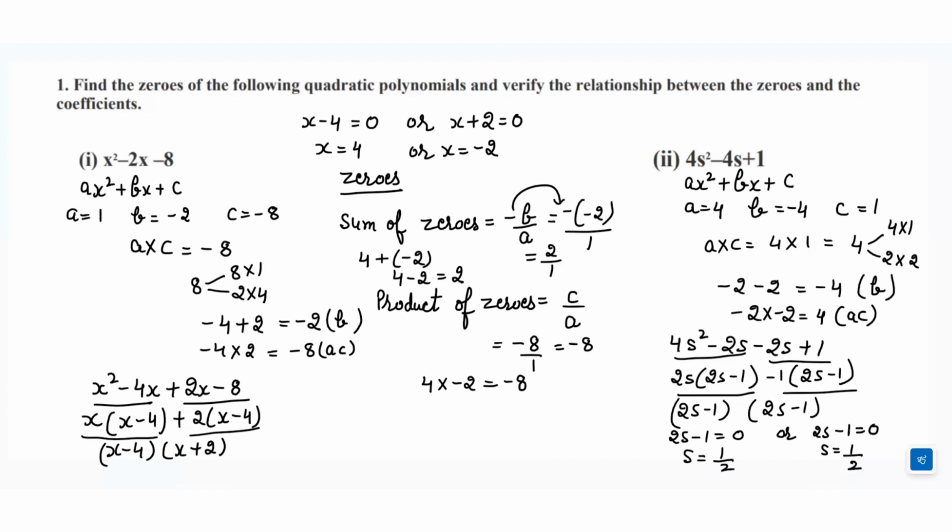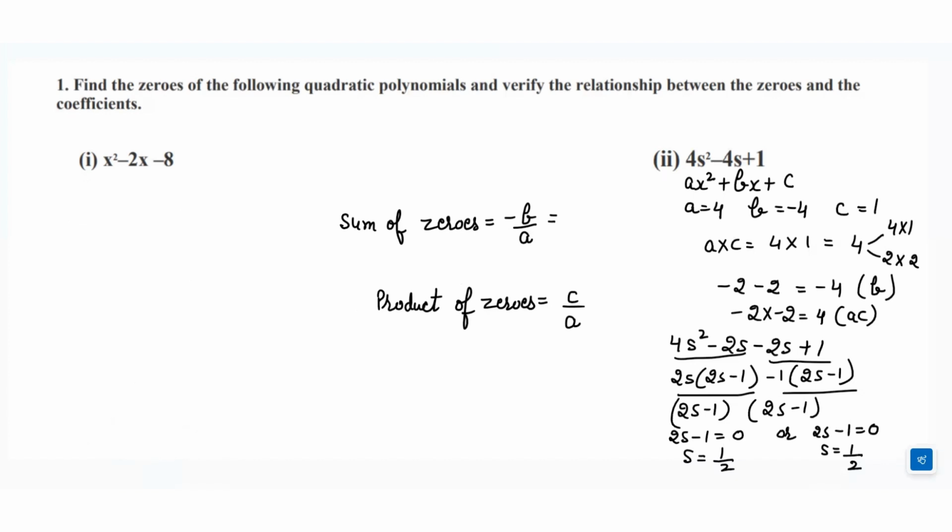Now let's find out, for this particular equation, the sum of the zeros and the product of the zeros. So here we have two zeros. One is 1 by 2 and another one is also 1 by 2. So let's find out the sum of zeros, which is equal to minus b over a. So minus b, minus 4, over a, 4. So we are getting here 4 over 4, which is equal to 1.